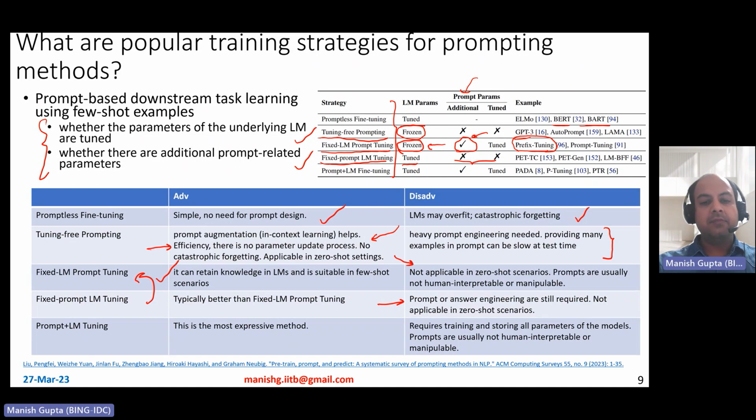The last one is the most expressive method, prompt plus LM tuning, where you tune the language model parameters. You also have prompt specific parameters which you tune. But then it has its own drawbacks as well. It requires training and storing all parameters of models. Prompts are usually, again, not human interpretable or manipulatable. So those are issues.